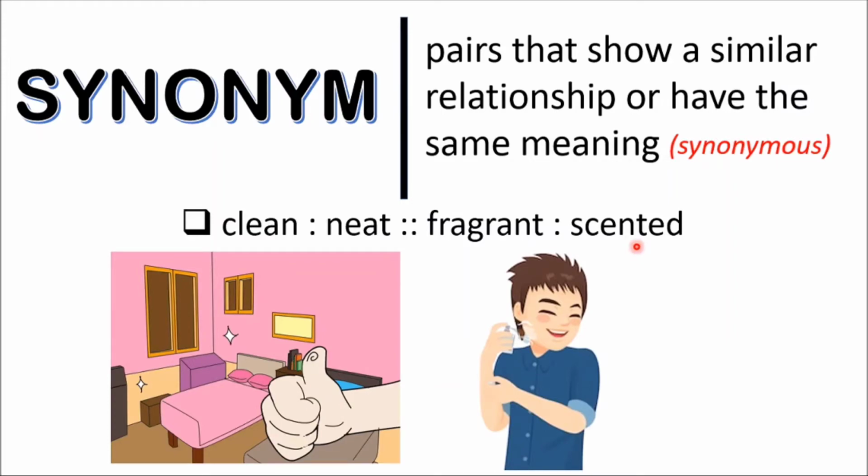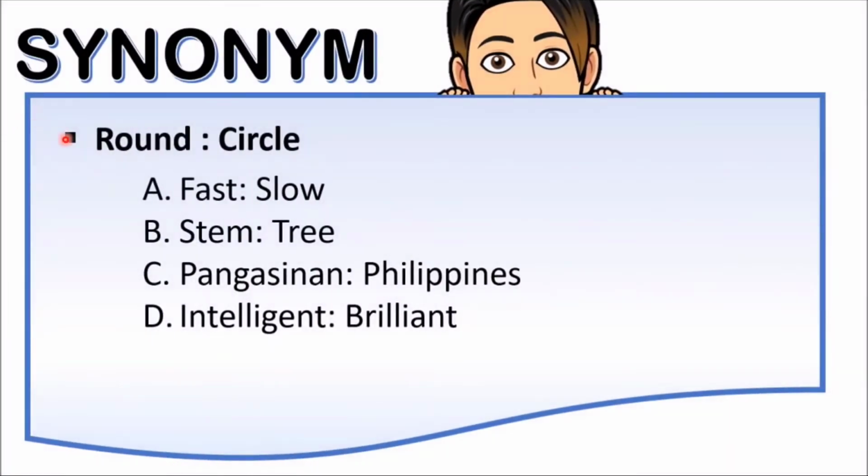Now, I'm gonna give you 5 seconds to try to answer this one. Round is to circle. A. Fast is to slow. B. Stem is to tree. C. Pangasinan is to Philippines. Or D. Intelligent is to brilliant.